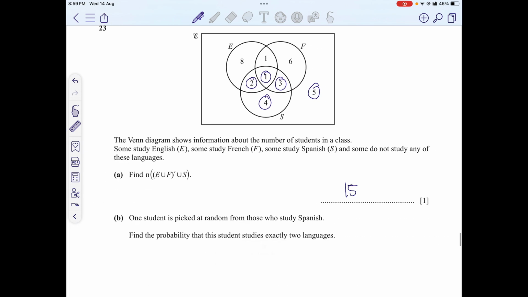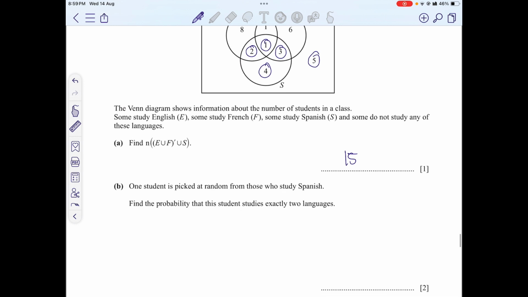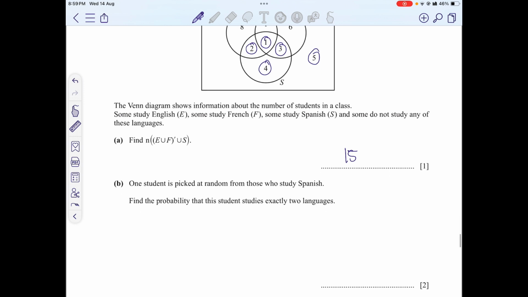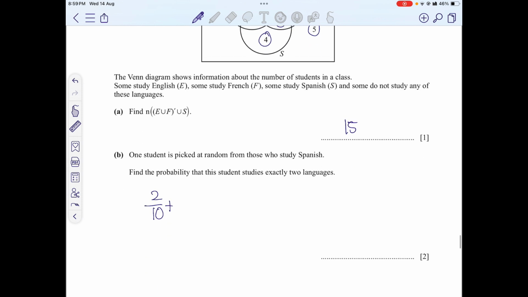Now it says that one student is picked at random from those who study Spanish. Only from those who study Spanish, how many students are there? 10. Find the probability that the student studies exactly 2 languages. So you could study Spanish and English and Spanish and French. Spanish and English, it's basically 2 students, so 2 out of 10. And for French, it's basically 3 out of 10. When you add them up, it becomes 5 out of 10, which is half. I hope this question is clear.